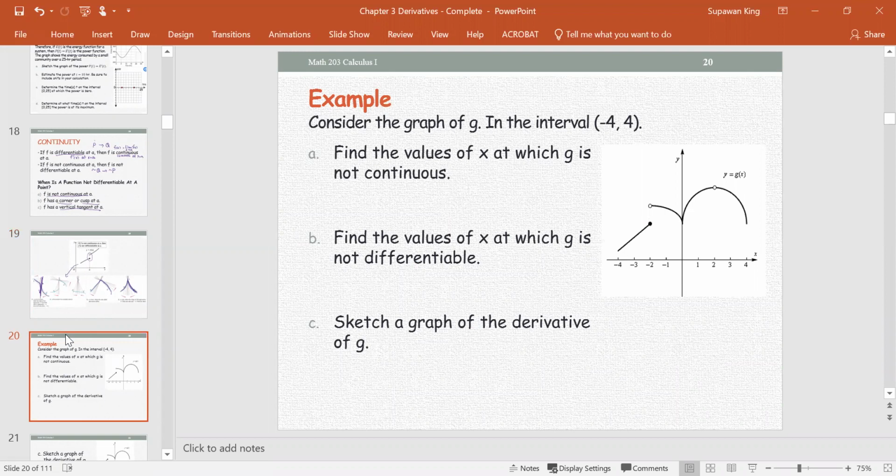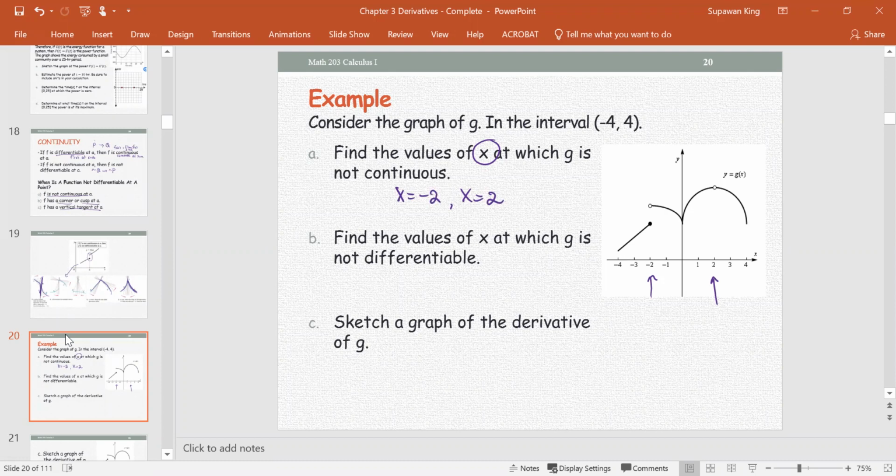In this example, consider the graph of G in the interval from -4 to 4. Part A, find the values of x at which the graph of G is not continuous. From the graph, we can tell that at x equals -2 we have a jump discontinuity. And also at the point 2, the graph is not connected. So x equals -2 and x equals 2 are the values of x where G is not continuous.